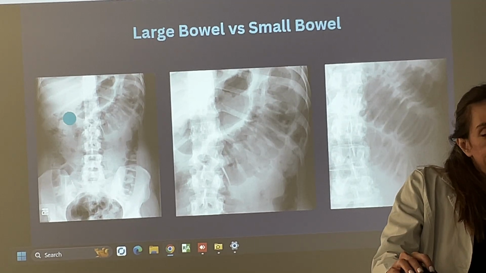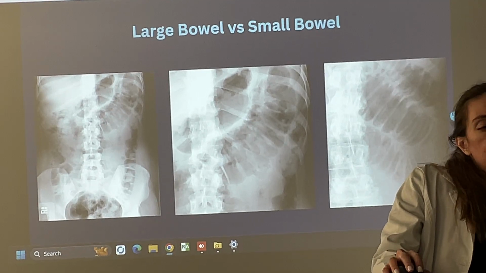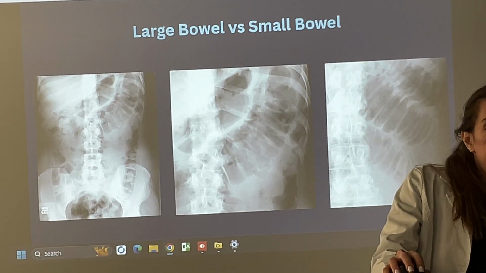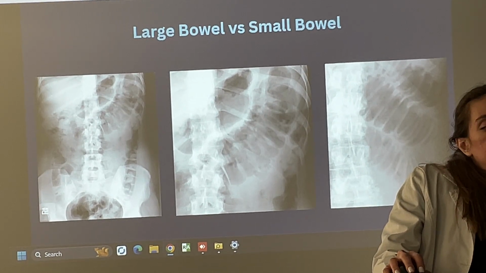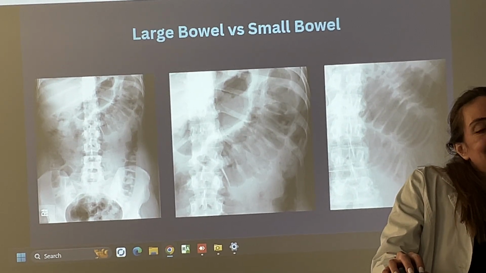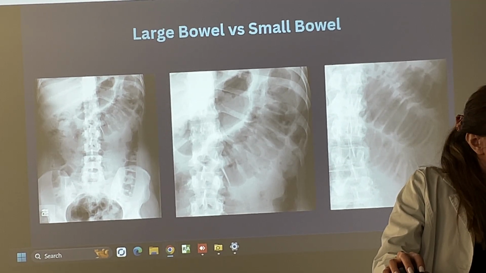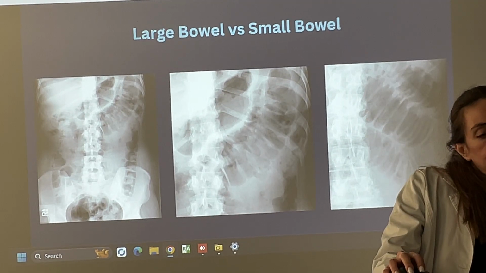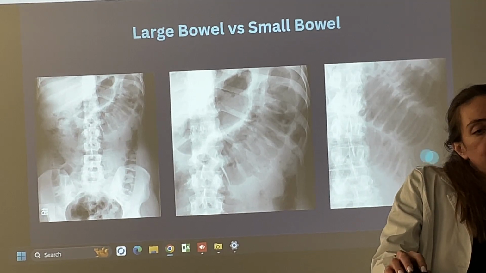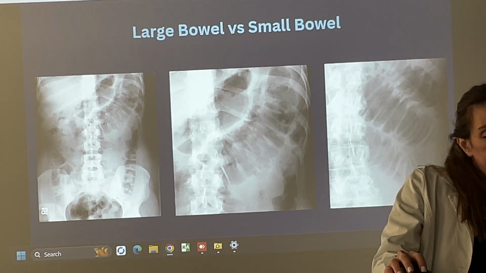Right upper quadrant. It is behind the liver. Also, rugal markings usually do not extend completely across the large bowel from one wall to another, while in the small bowel, what you'll see instead are valvular markings, and those extend from one wall to another wall.